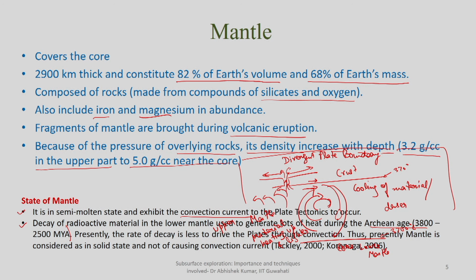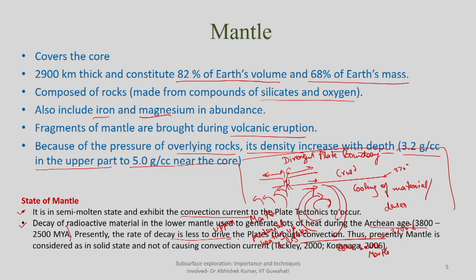At present the rate of decay is so low that the resulting convection current is significantly lower, such that it cannot contribute anything to the plate movement. So presently the rate of decay is too low to drive plates through convection. Whatever convection current has been generated at present in the lower mantle is not sufficient to cause any kind of driving or to control the driving of continental plates or oceanic plates.